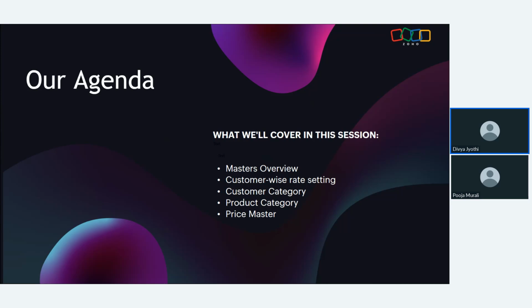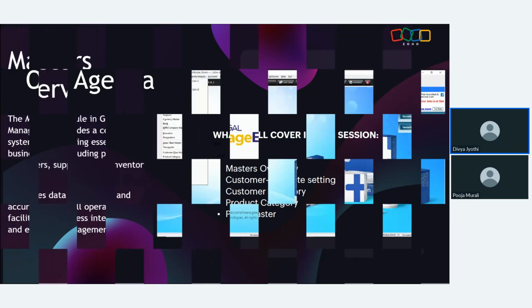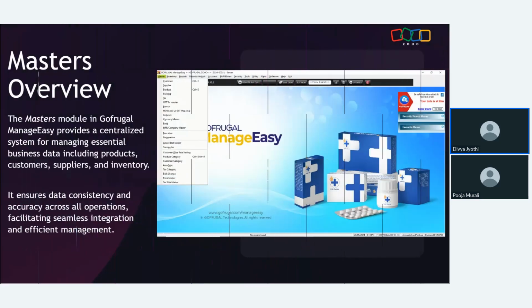Now let's move on to the main topic. So this is the masters. Hope everyone knows about the masters module and from where you can see the masters. We have multiple masters like customer, supplier, product, packing, branch master, godown, executive master, and so on.